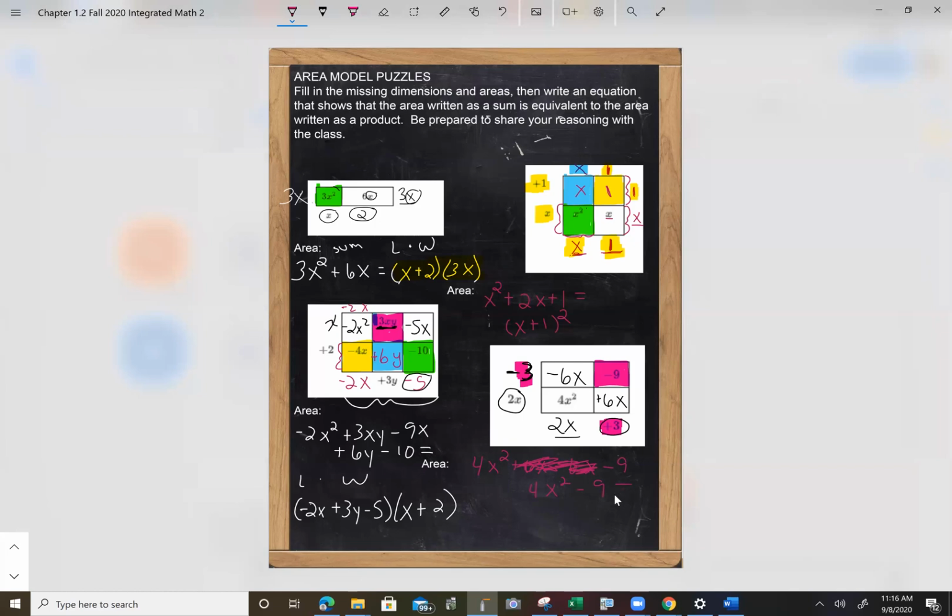Then that is equal to, we need the length and the width. The length is, I'm just going to do the bottom because I can't tell which side's longer. So we'll just do 2x plus 3. And the other side is 2x minus 3. Okay. So that is written as a product. It is 2x plus 3 times 2x minus 3.